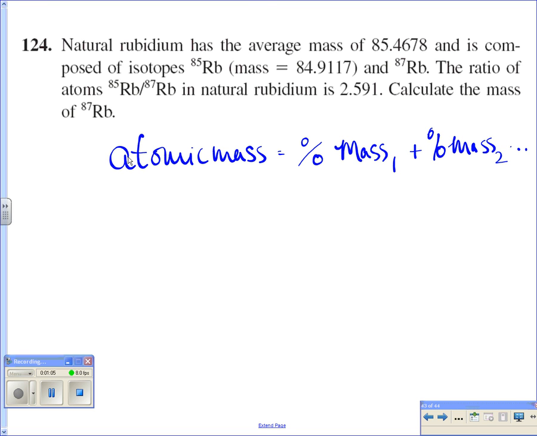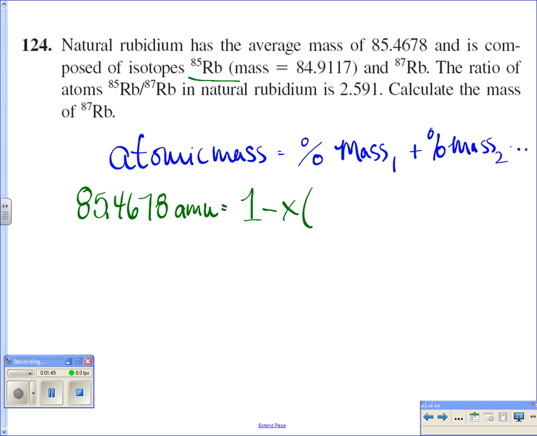The atomic mass that they tell me for rubidium is 85.4678 AMU. They don't give me the percent, but I know that if there are only two isotopes and I have 80% of one, I have to have 20% of the other, so they always have to add up to 100. So let's make them add up to 1. I'm going to make the percentage for rubidium-85 equal to 1 minus x.